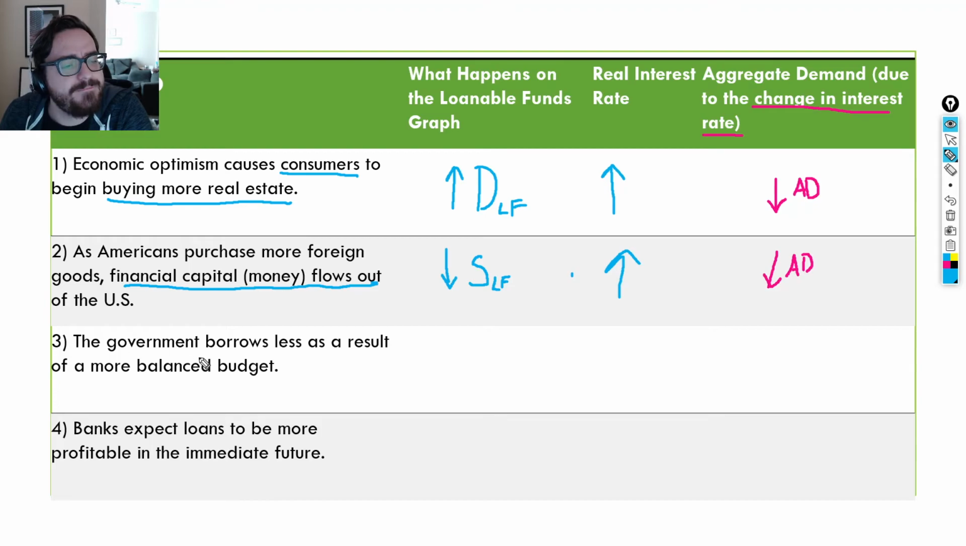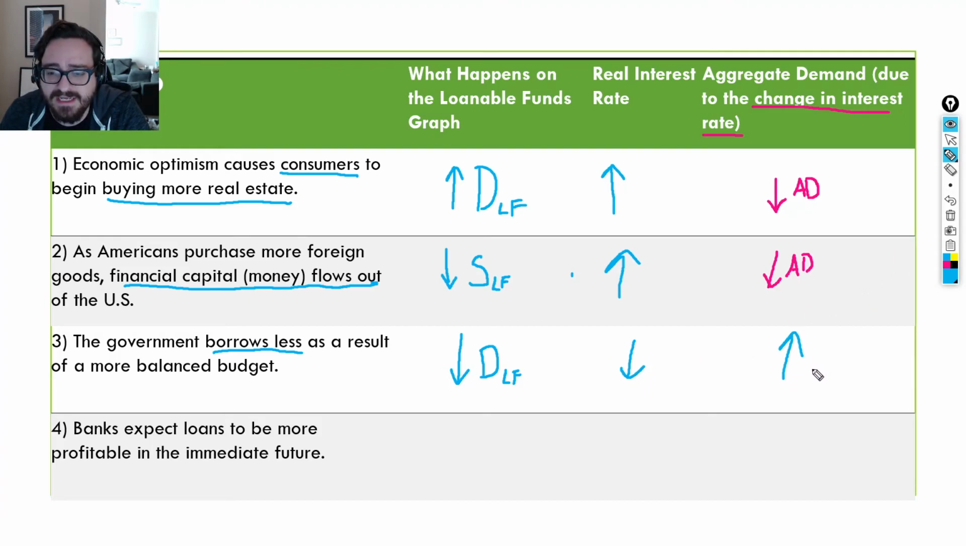3, the government borrows less as a result of a more balanced budget. Okay, the government's borrowing less. There's less borrowing. I mean, that is a little more straightforward. Since the demand curve is the behavior of borrowers and they're borrowing less, there should be less borrowing, so demand is going down. Because the government can borrow too to pay for things. If they have a more balanced budget, they won't have to borrow as much. They're doing better. Demand for loanable funds goes down. If there's less of a demand for loans, interest rates will fall.